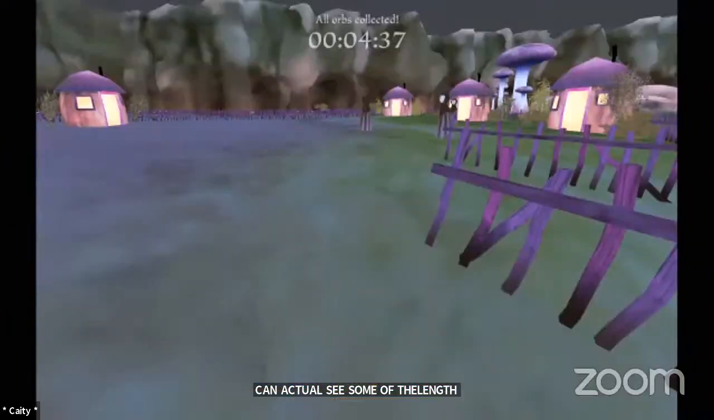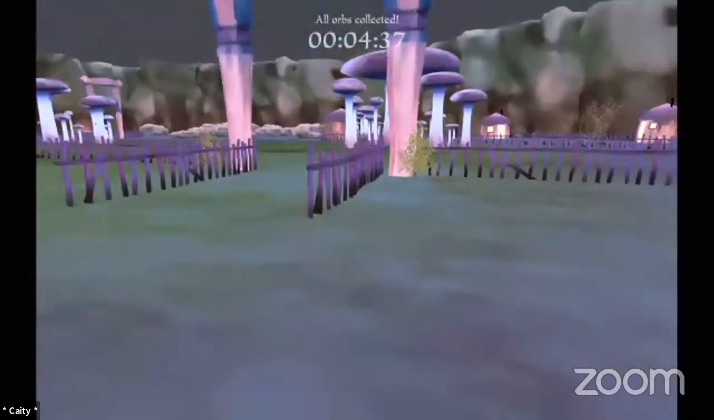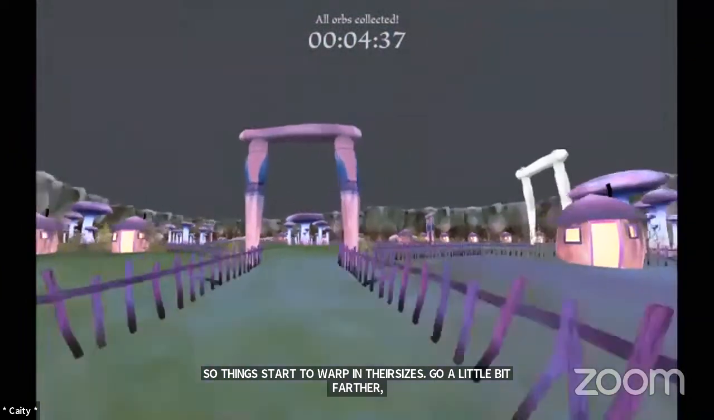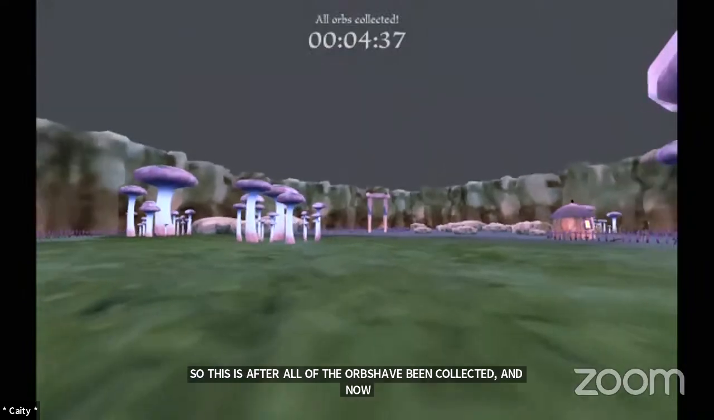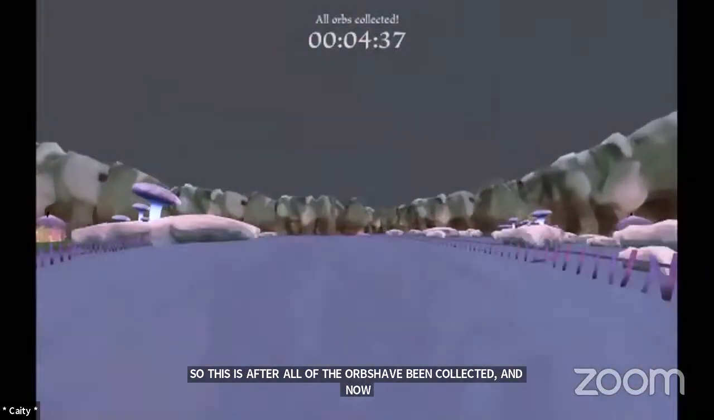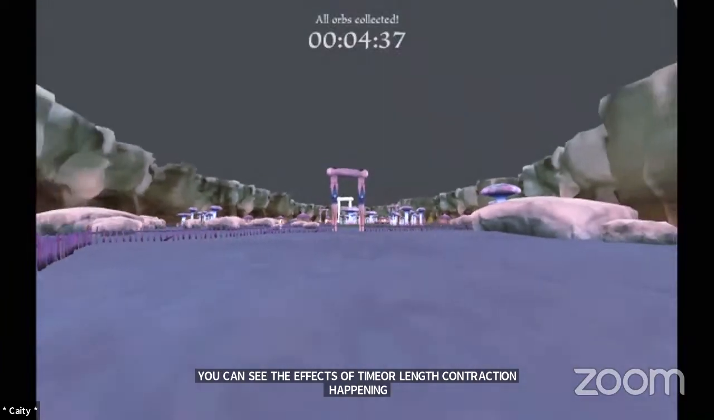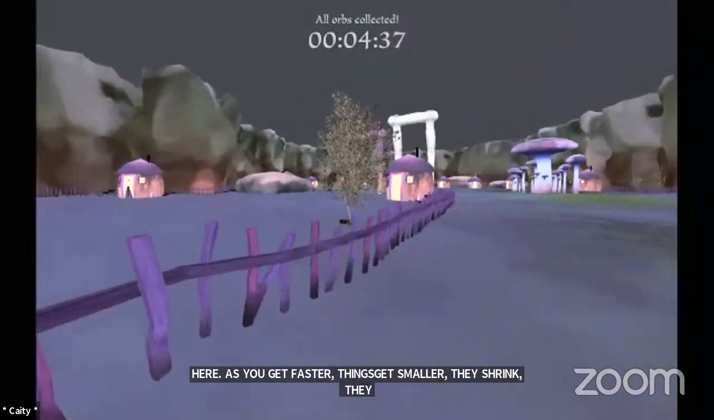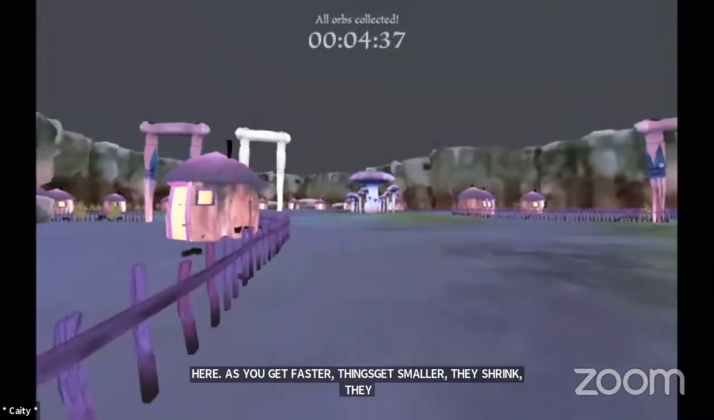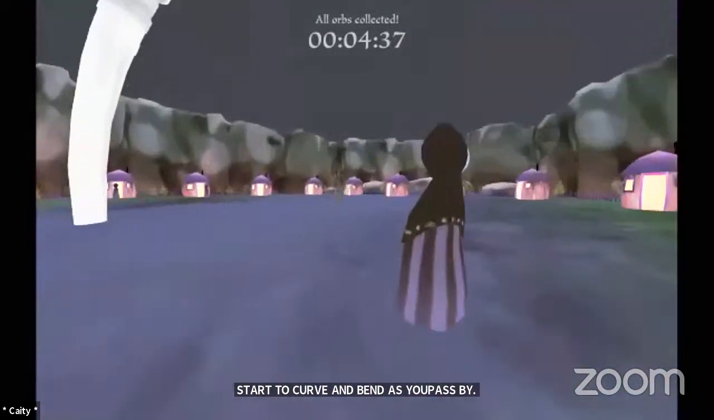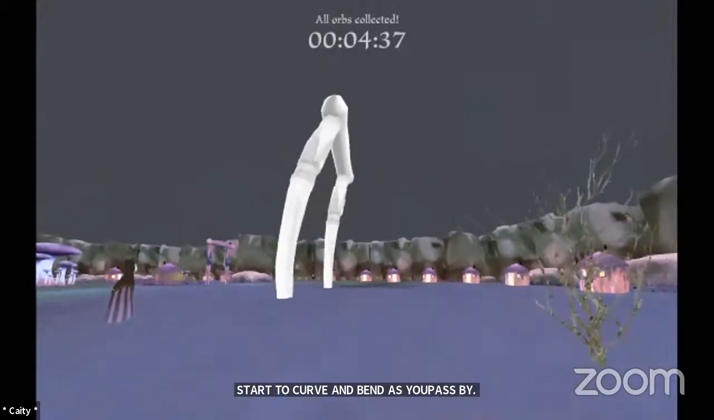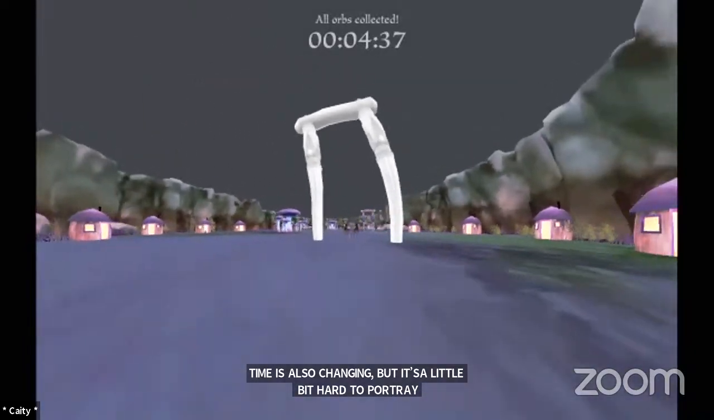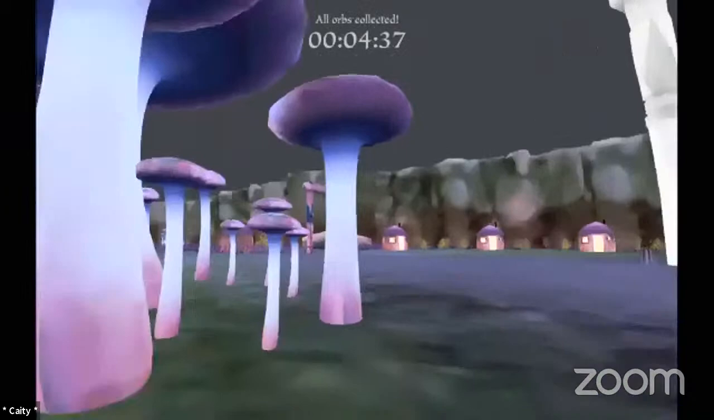And we can go a little bit farther. So this is after all of the orbs have been collected, and now you can really see the effects of time or length contraction happening here. As you get faster, things get smaller, they shrink, they start to curve and bend as you pass by. Time is also changing, but it's a little bit hard to portray that aspect in this game. And so this is just a really cool, fun, easy, free way to experience the effects of special relativity.